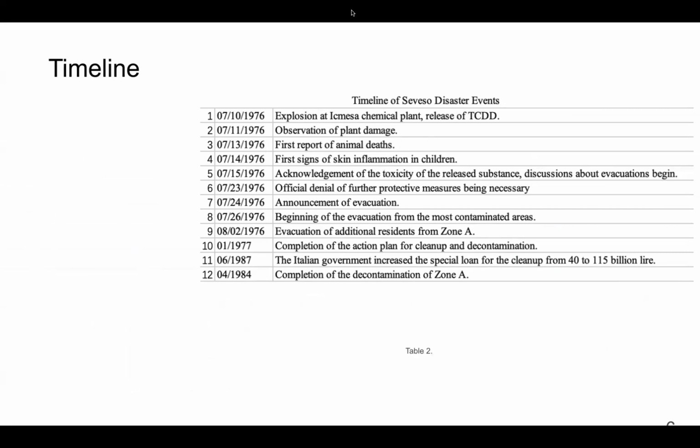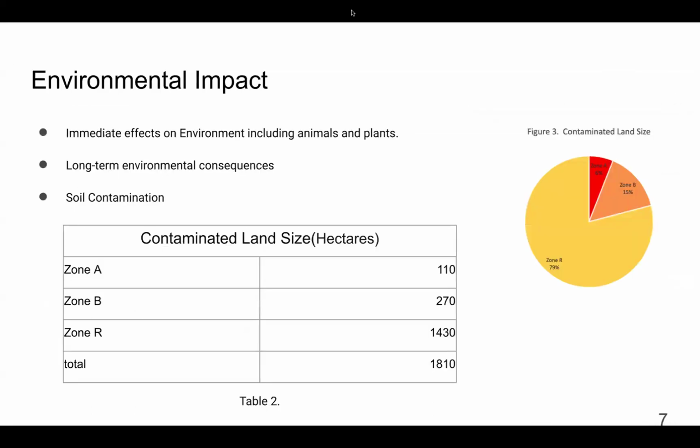As we can clearly see, there is a time gap between the explosion and the evacuation, which shows the importance of protective measures for residents near the factory and quick response mechanisms. The immediate effects included widespread death of animals and plants, significant soil contamination, and long-term health issues for the exposed population.